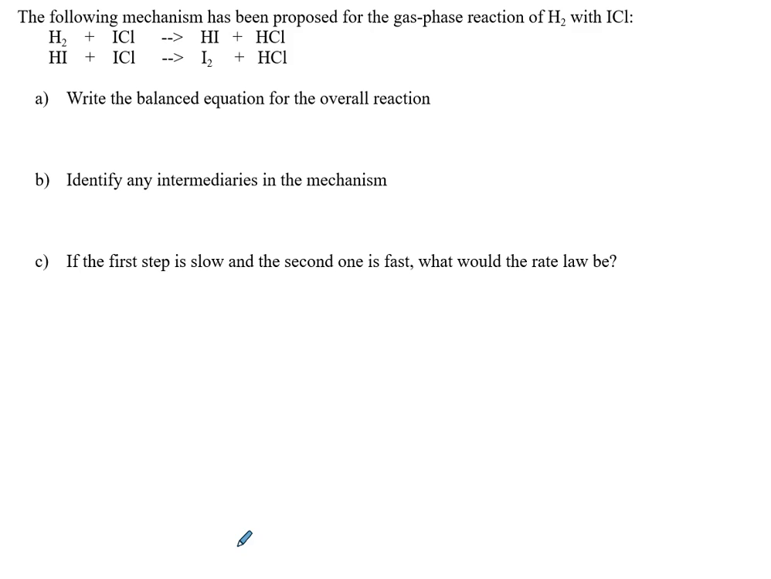Okay. The following mechanism is proposed. Write a balanced equation for the overall reaction. I haven't had you do this part yet, but it's very simple because we did do it in another chapter. When we write the balanced equation, we just have to get rid of intermediates, or intermediaries. If it's on one side and the other, I can cancel it out.